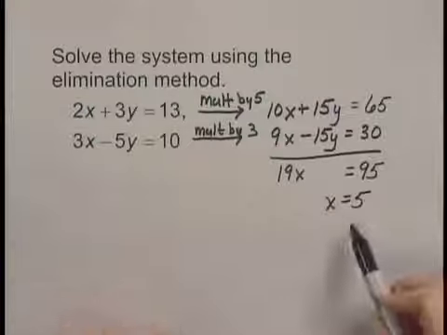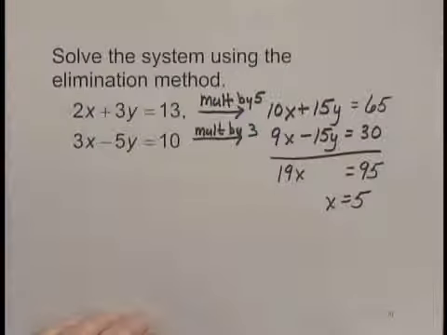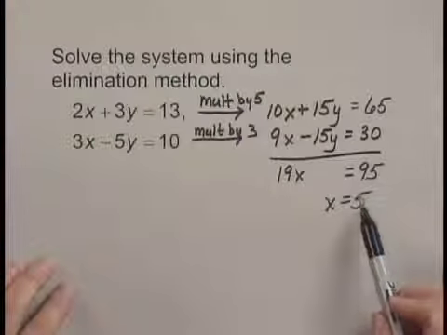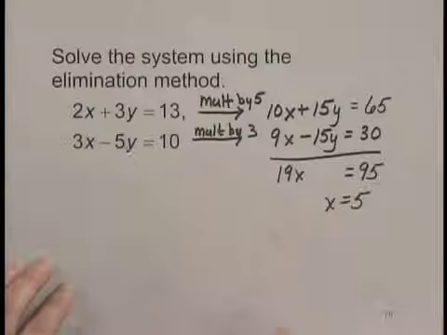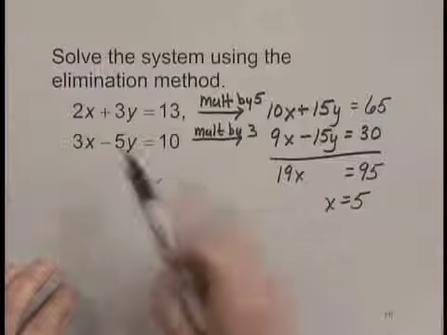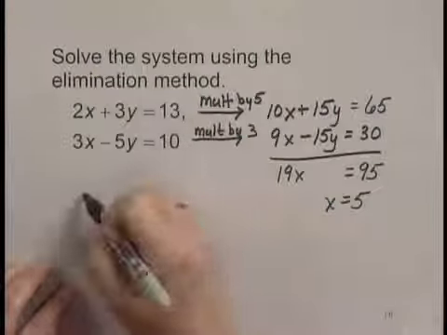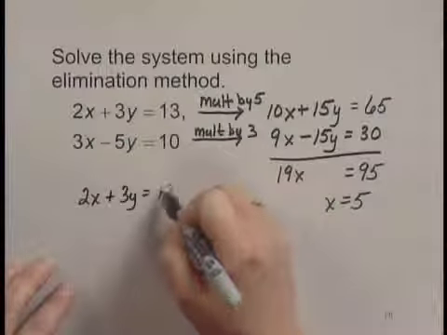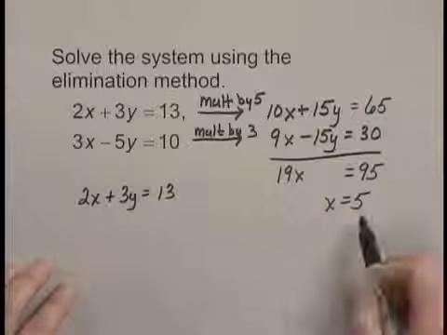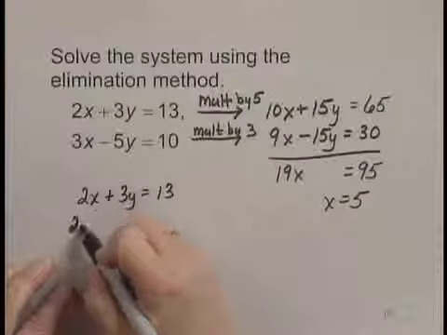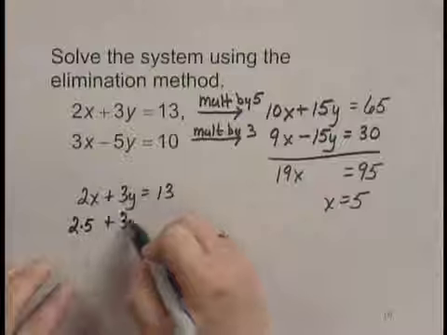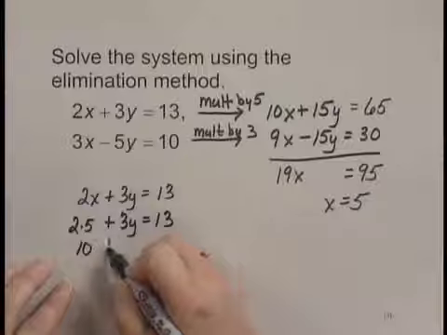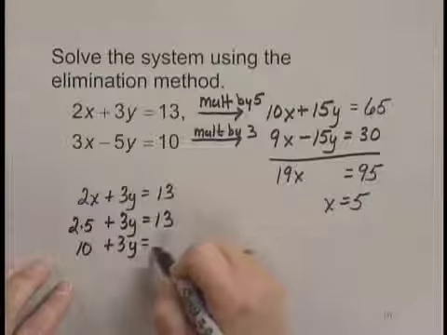Now this is just one coordinate in the ordered pair that I need as a solution, so I need to solve for y. To solve for y, I substitute 5 for x in either of these equations and solve for y. I'm going to use the first equation, and I have 2x plus 3y equals 13. Substituting 5 for x, this gives me 2 times 5 plus 3y equals 13, or 10 plus 3y equals 13.